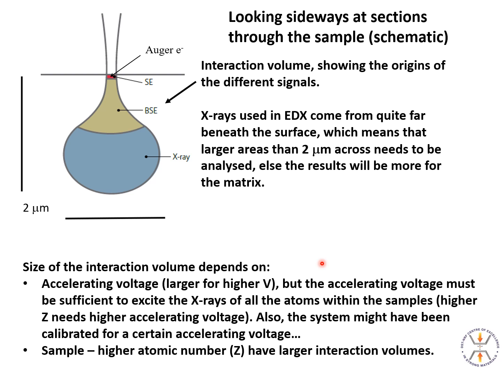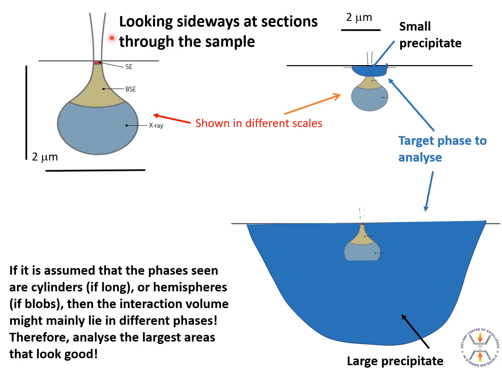So higher atomic number elements need higher accelerating voltage. Okay, and the other thing, the system might have been calibrated for a certain accelerating voltage, and higher atomic numbers have larger interaction volumes. Okay, so bear that in mind. But if you always try and analyse things that are bigger than 2 microns across, then hopefully it won't matter that you're picking up signal from 2 microns down. It's very, very important. So let's look at what's going on.